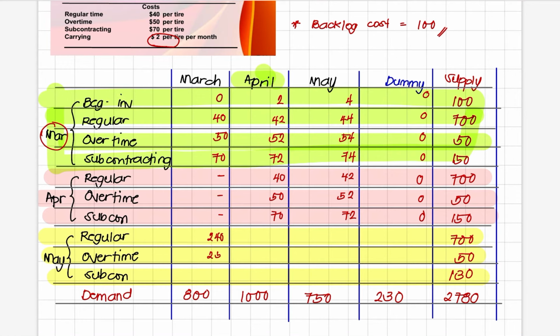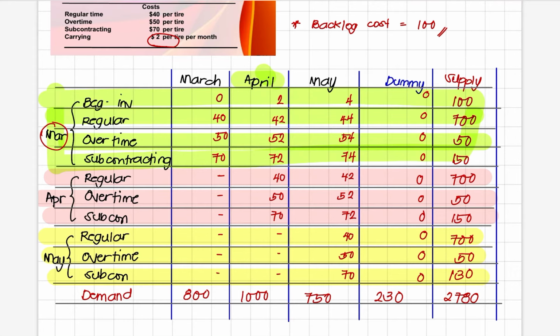Ito magiging 250. Ito magiging 270. Ito naman magiging 140, magiging 150, and magiging 170. So, yun yung ibig sabihin nun. Kung may backlog. Okay? Backlog cost. Alright? Pero in this example, again, wala namang binigay na backlog. So, kaya walang costs na available. Okay? So, sa May, dahil May pinroduce, May din siya kinonsume. So, regular costs will apply. Or yung original na cost yung mag-a-apply. And again, 0 lahat yung dummy. Okay? So, yun na siya.